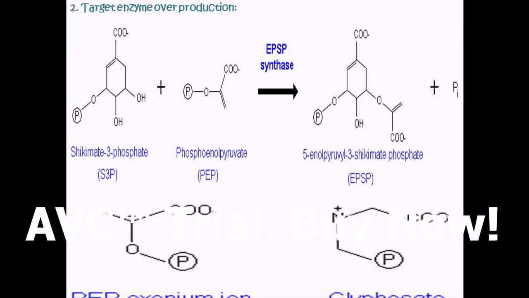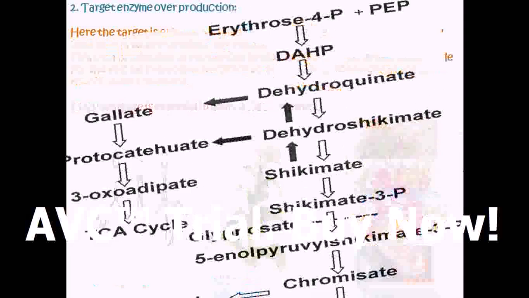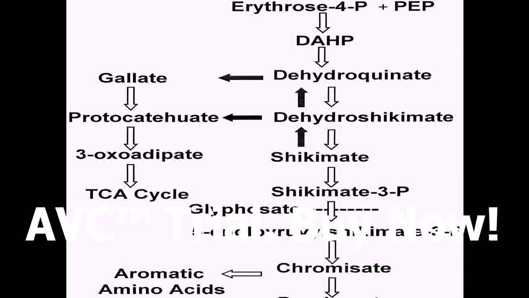This is the function of the EPSP synthase. It regulates the synthesis of 5-enolpyruvylshikimate 3-phosphate. So we are overproducing this enzyme so that the pathway is not inhibited. Here you can see that aromatic amino acids are formed. The EPSP synthase enzyme is involved, and glyphosate inhibits this pathway. So if we overproduce this enzyme, the pathway is not inhibited by glyphosate.